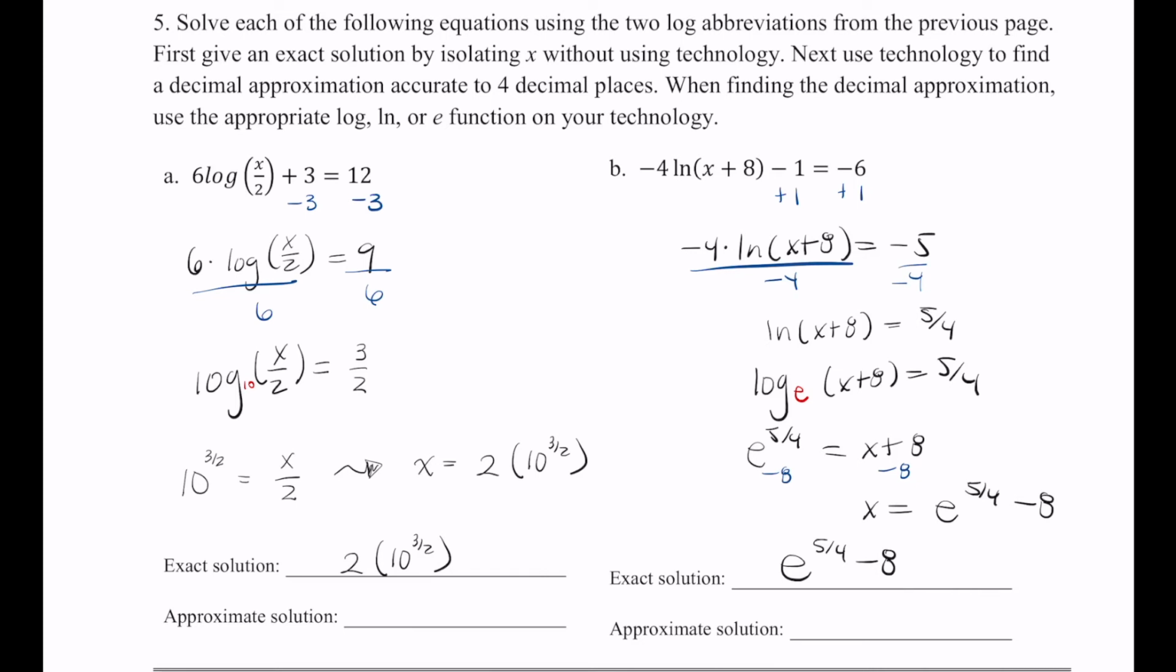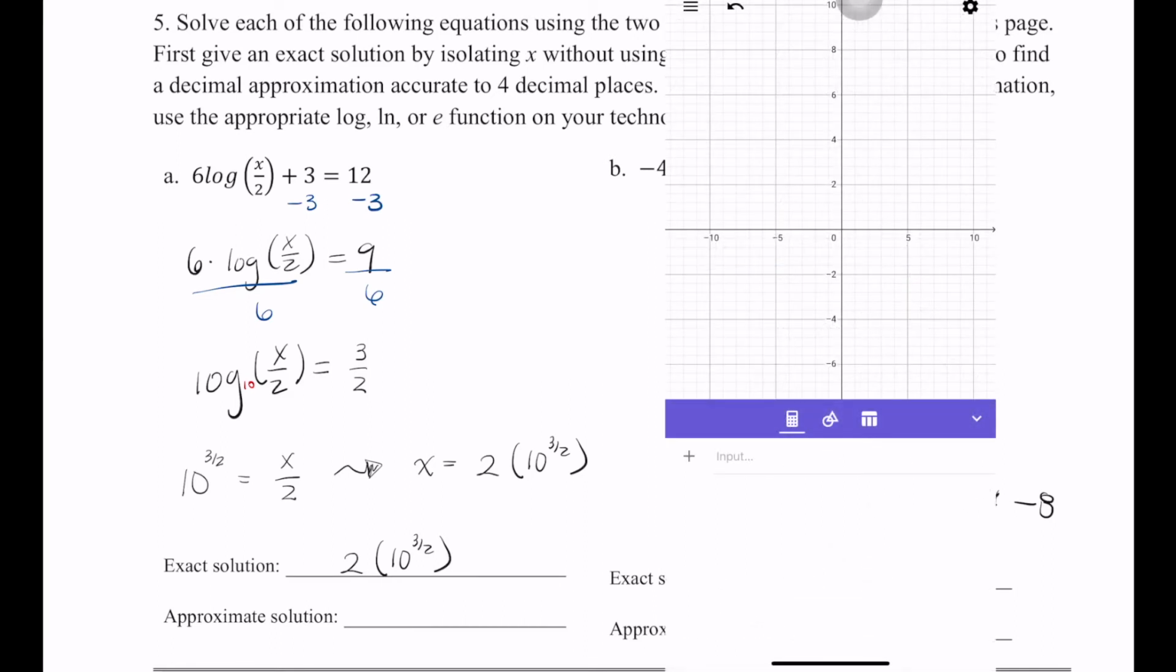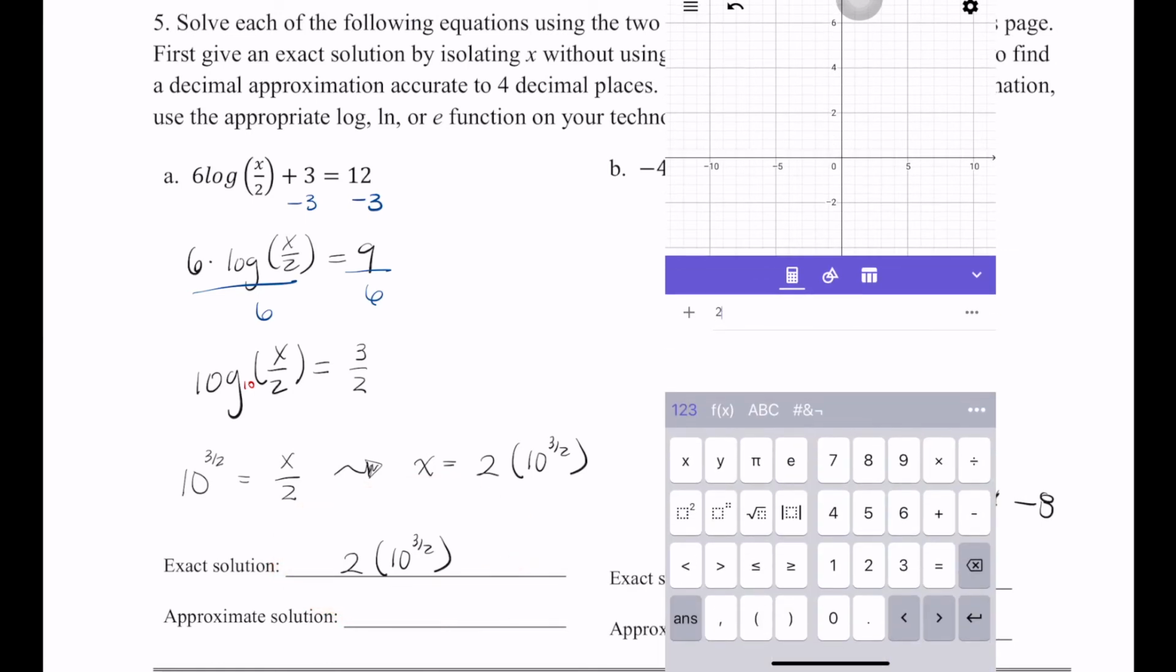Now go ahead and open up GeoGebra. And as you can see, I have a blank GeoGebra screen up. And we can do this two ways to verify our solution. First, let's start by just typing in these values and getting a solution, just as if this were not a graphing calculator. So I'm going to type in 2 times, and then in parentheses, 10 exponent, 3 halves, so 3 divided by 2 power.